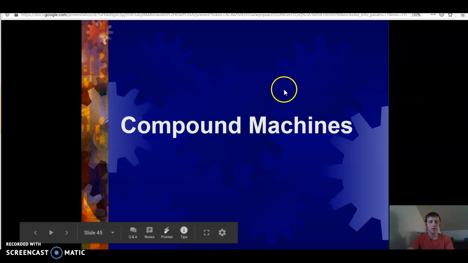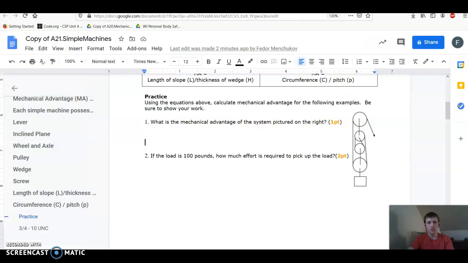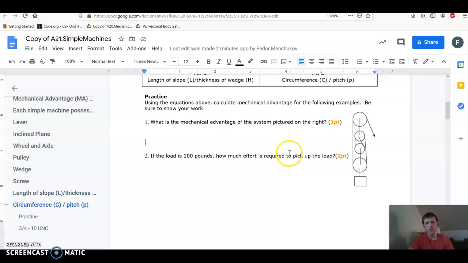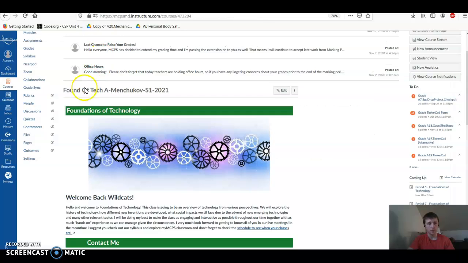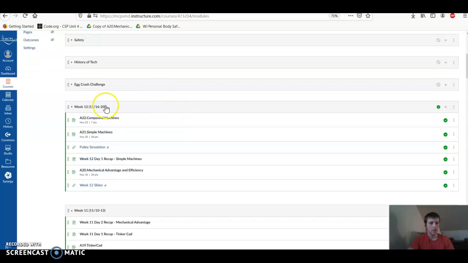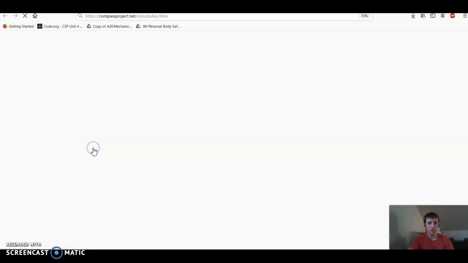Let's go ahead and talk about what we did today. It's been a good chunk of class working through this assignment right here, assignment 21. The first question I'd like to highlight is question number 1, because pulleys are a little bit tricky to calculate mechanical advantage for. One thing you can use to help you understand how they work is posted underneath modules on my MCPS, underneath week 12, and it's called pulley simulation.